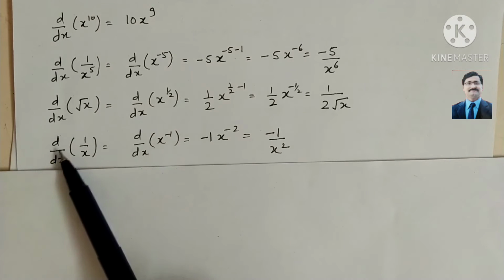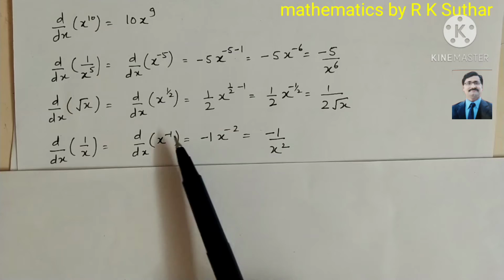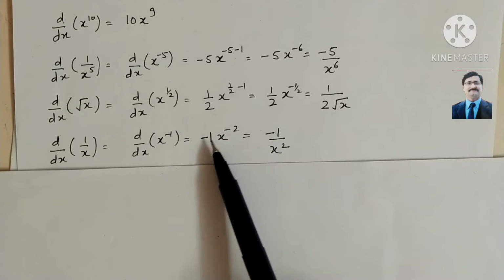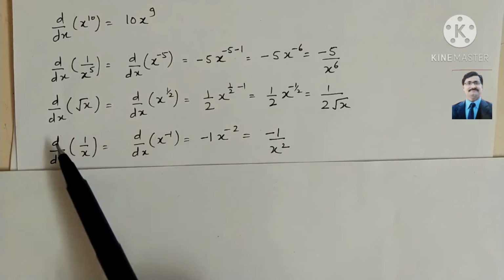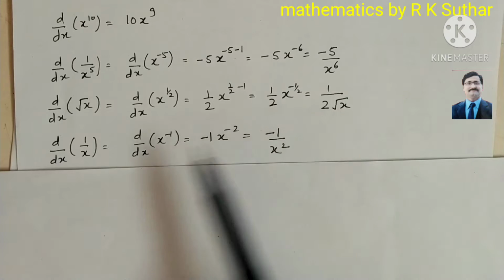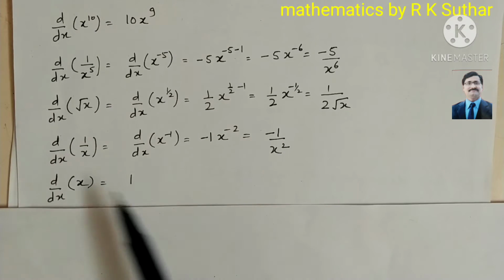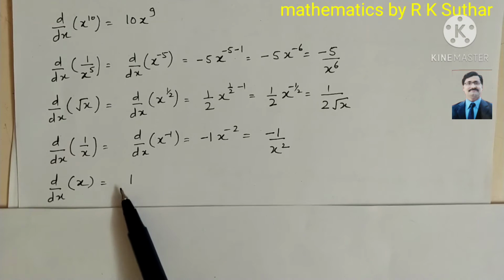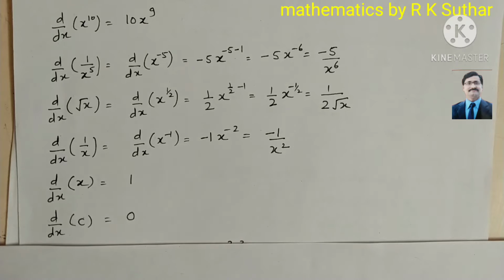Look here, the differential of 1 upon x. 1 upon x we write as x power minus 1, and this differential will be minus 1 x power minus 2, and this we can write as minus 1 upon x square. So both formulae you have to learn: the differential of root x is 1 upon 2 root x, and the differential of 1 upon x is minus 1 upon x square. The differential of x is always 1, and the differential of a constant is 0. This we have to learn.